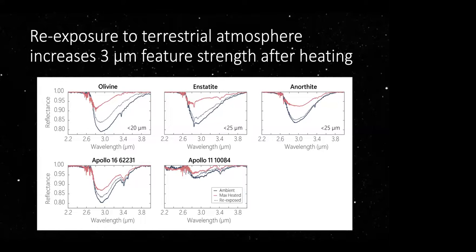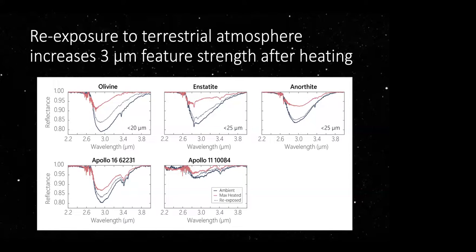So for the terrestrial minerals, that's 200 degrees Celsius. And then for the Apollo samples, that's 150 degrees Celsius. And then in the dashed blue line, we have our re-exposed spectrum. So they had been exposed to the terrestrial atmosphere for about 15, 20 minutes, and that's when we took that spectrum.